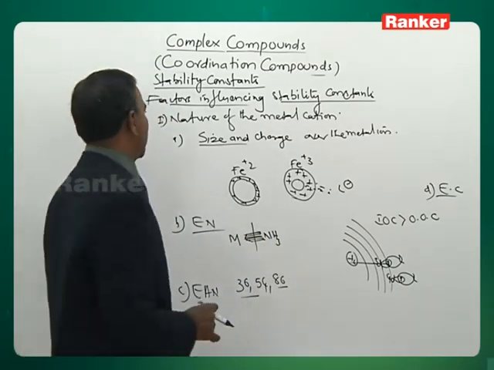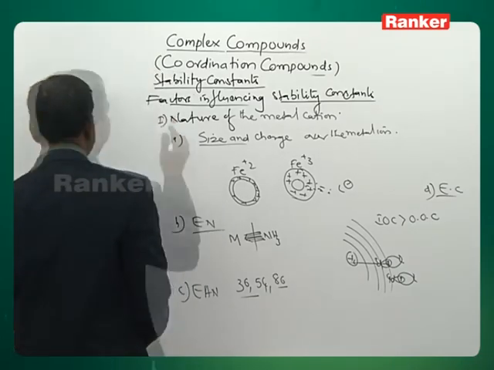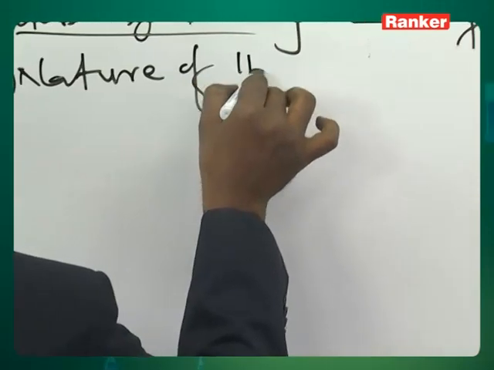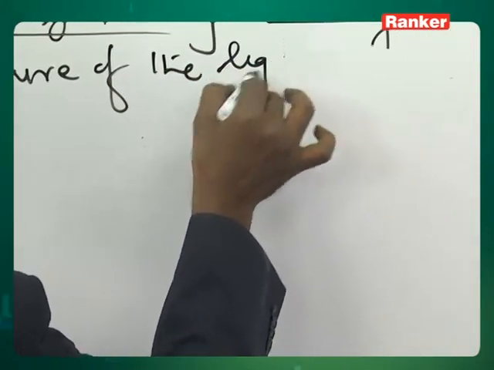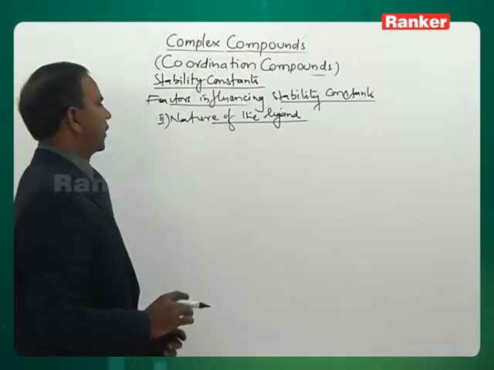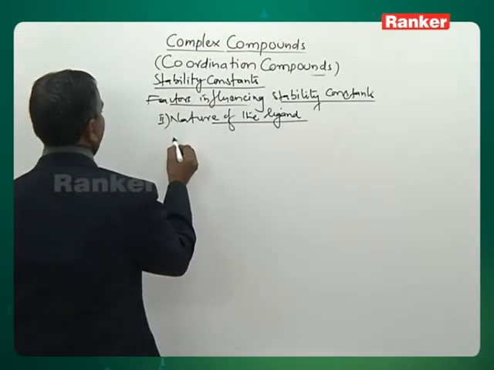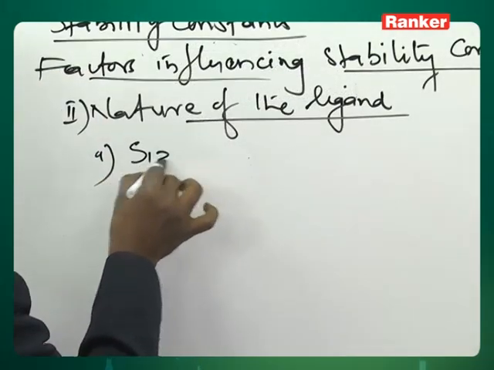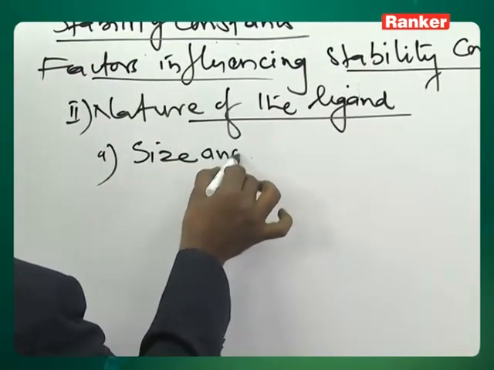Next, we take nature of the ligand. Under nature of the ligand, first one under this, size and charge of the ligand. Size and charge.